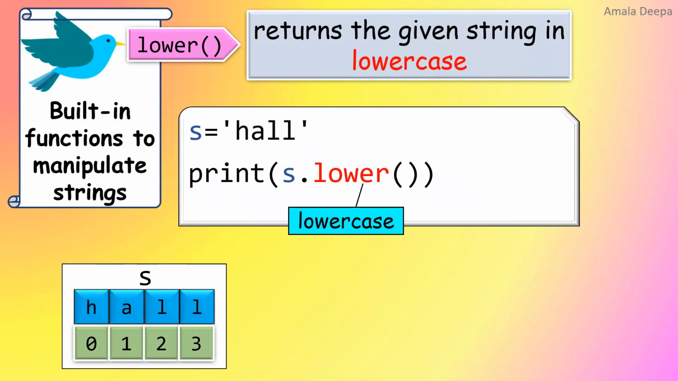Look at another example. Here S contains the string hall in which all the characters are already in lowercase. So this function S dot lower will return the string as it is, hall with the characters in lowercase. Okay, look at this example. S is equal to Ball. Here the character B is in uppercase. So S dot lower will give the same string with all the characters in lowercase. So the lower function returns the given string in lowercase.